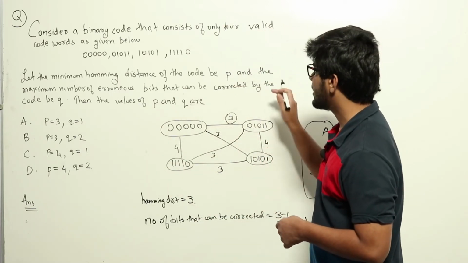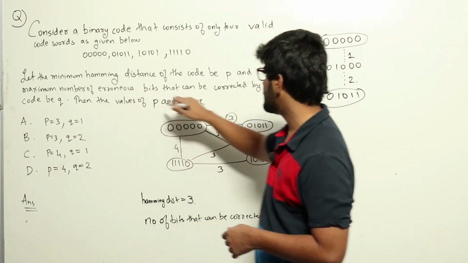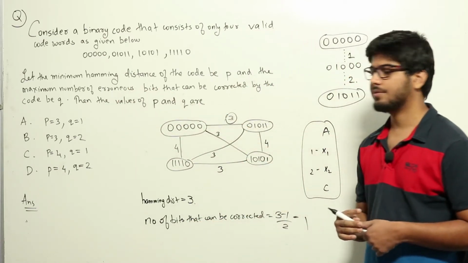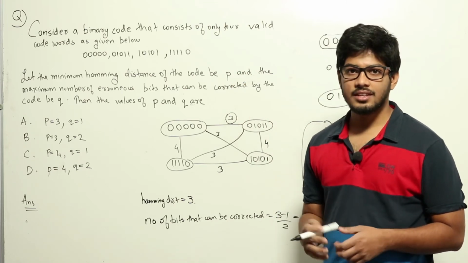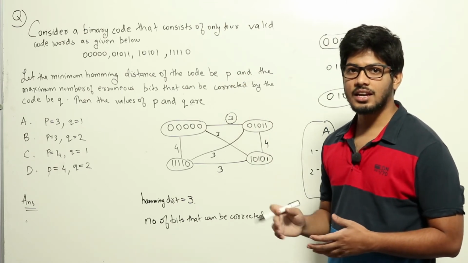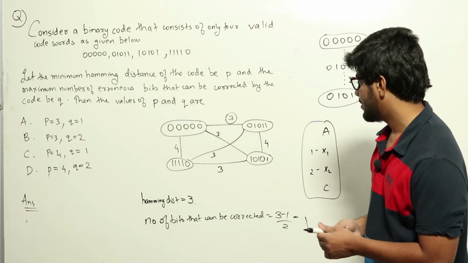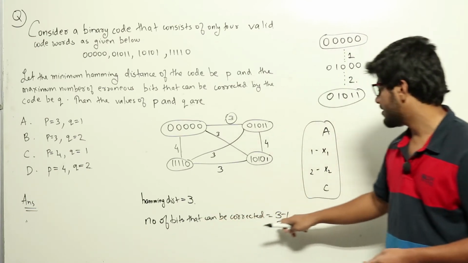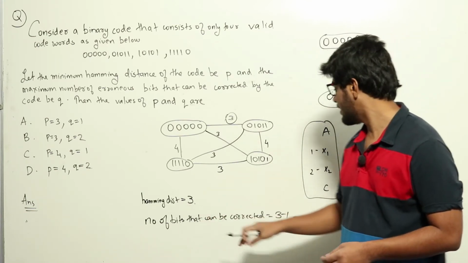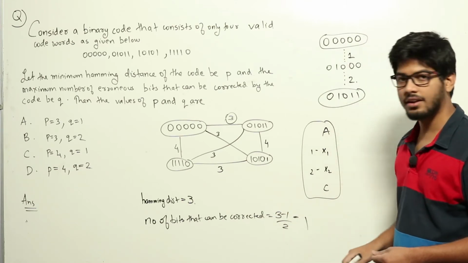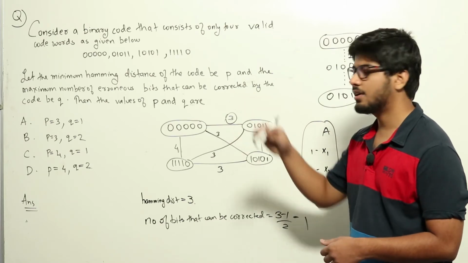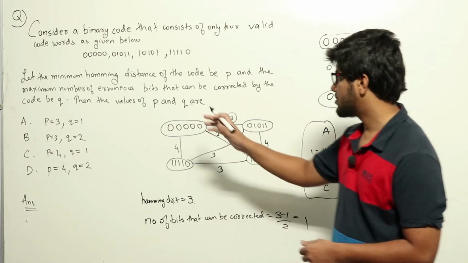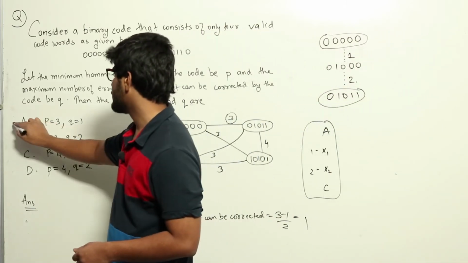Now we need to calculate the maximum number of erroneous bits that can be corrected by the code. Now if the Hamming distance of a code is P, then the number of bits that can be corrected will be (P minus 1) by 2. Now I can apply that directly here. So the Hamming distance is 3, (3 minus 1) by 2 will be 1. So the value of Q for this question will be 1. We can only do correction for 1 bit. So the option will be P equals 3 and Q equals 1.